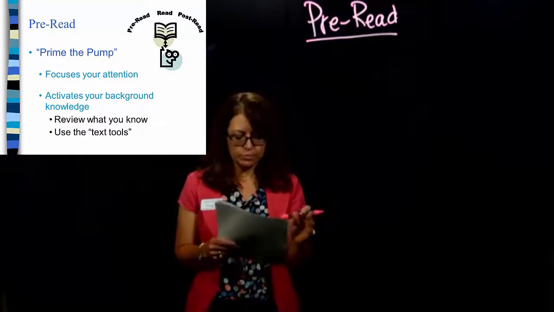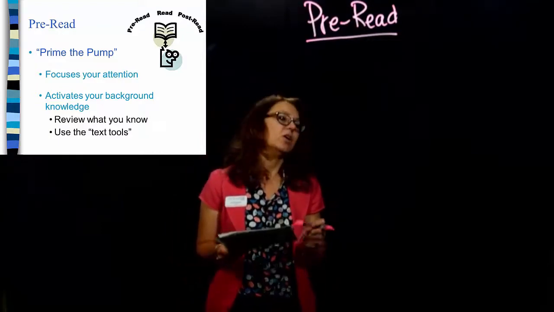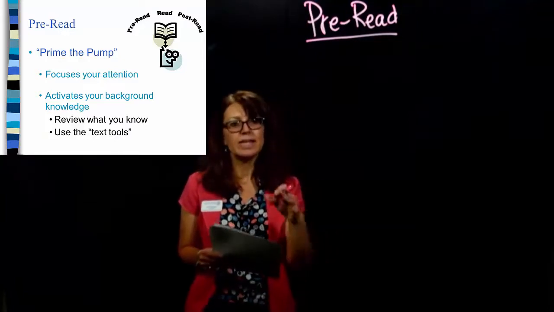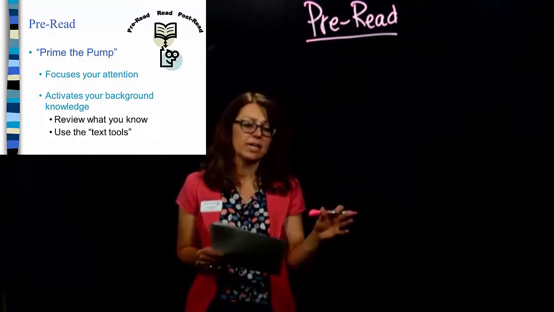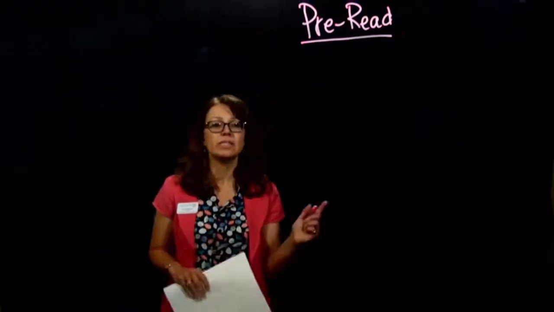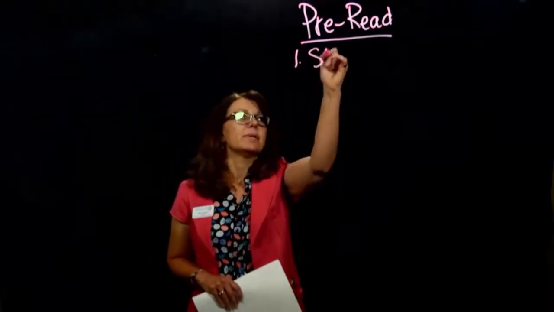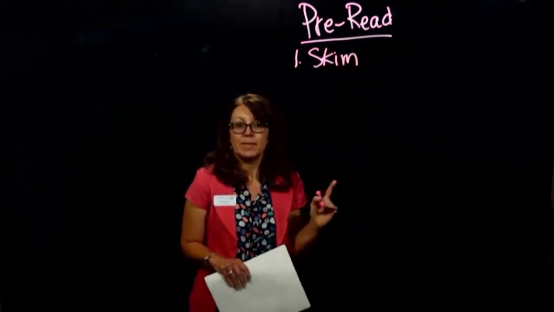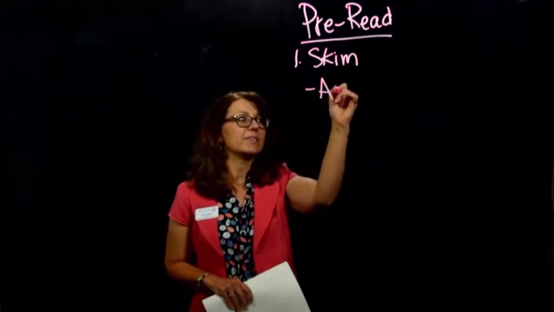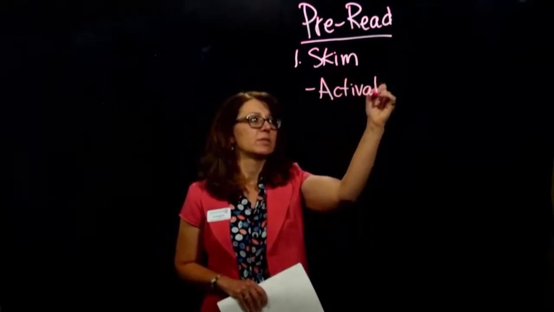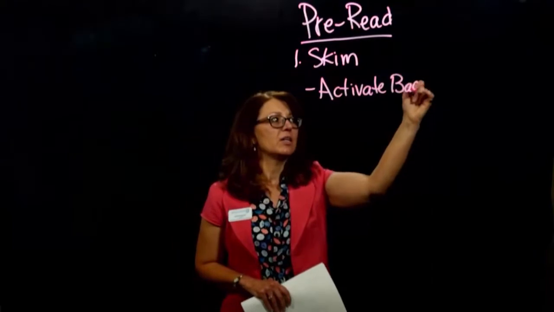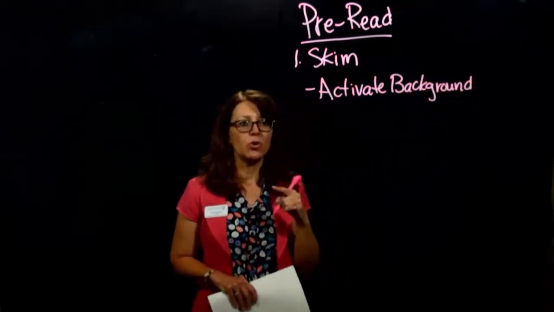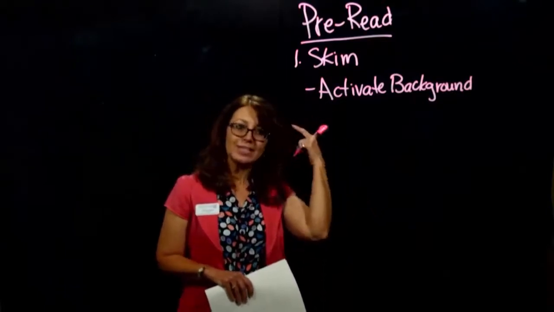So what we're going to do is we're going to stop. We're going to think about what we already know. We're going to use our text tools, those headings, the graphs, the charts, in our textbook to help us out. One of the first things that we're going to do is we're going to skim the chapter. We're going to look at the chapter and see what it's about, because what that does, it activates that background knowledge. Now remember, we said learning occurs when you make a connection between what you already know and new information. So we've got to activate what we already know.